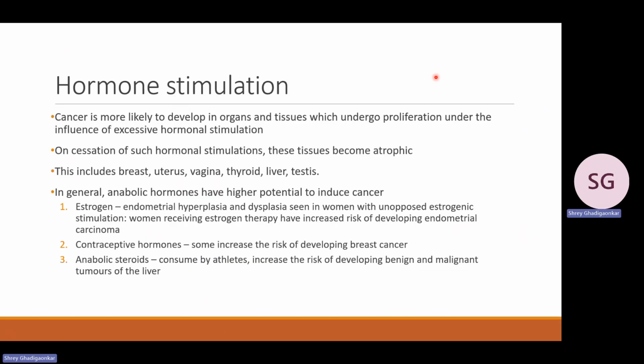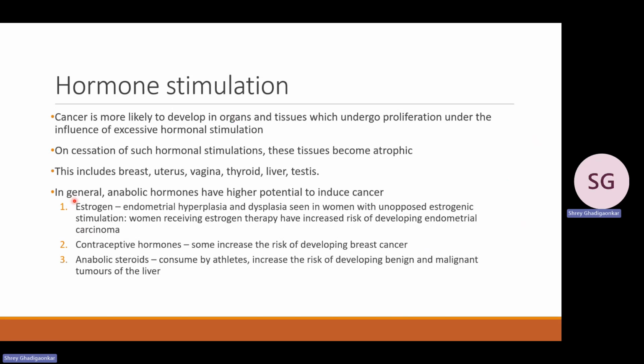Finally, you have hormone stimulation. So, cancer is more likely to develop in organs and tissues proliferating under the influence of excessive hormonal stimulation. So, you have different kinds of tissues associated with this, for instance, the breast, the uterus, vagina, thyroid, liver, testes. So, in general, anabolic hormones usually have a higher potential to induce cancer.